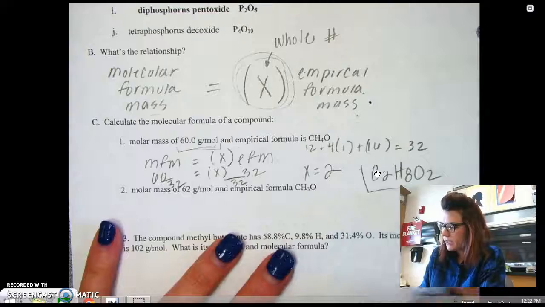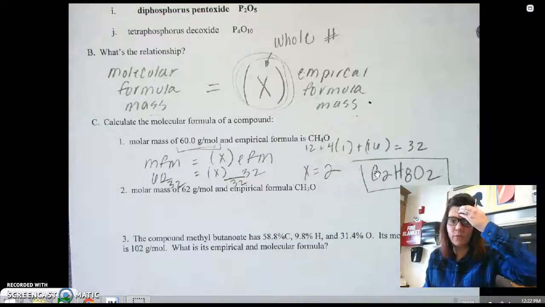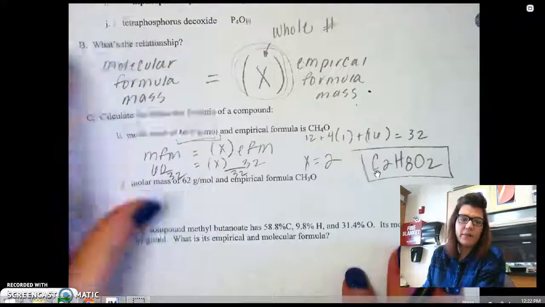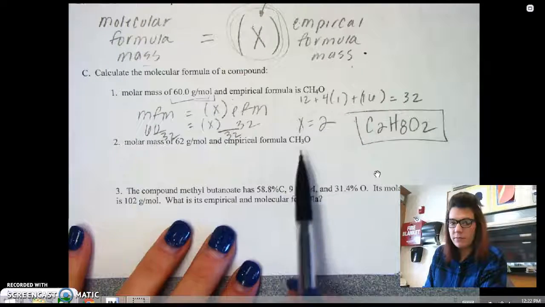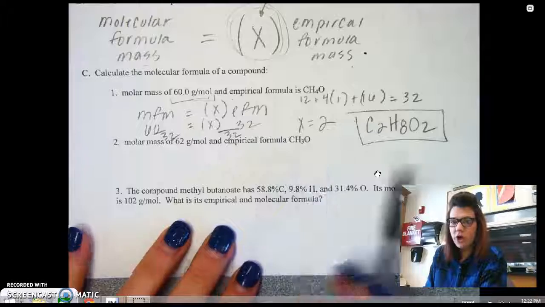And that's going to be the molecular formula. Okay, let's look at one more. What if I have a molar mass of 62 and I have an empirical formula of CH3O.